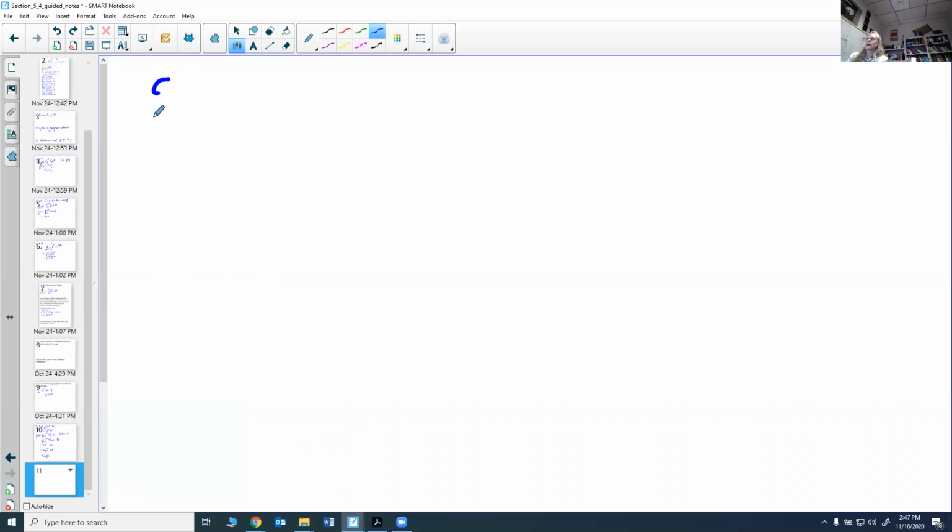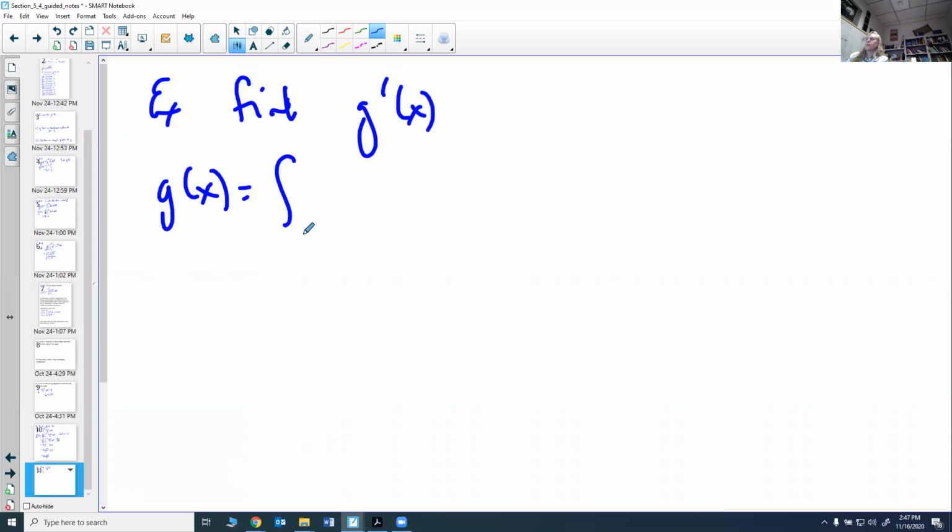One more I just want to show you. Similar thing, I'd like to find g prime for g of x equaling the integral from x squared to x cubed of sine of t over t dt.